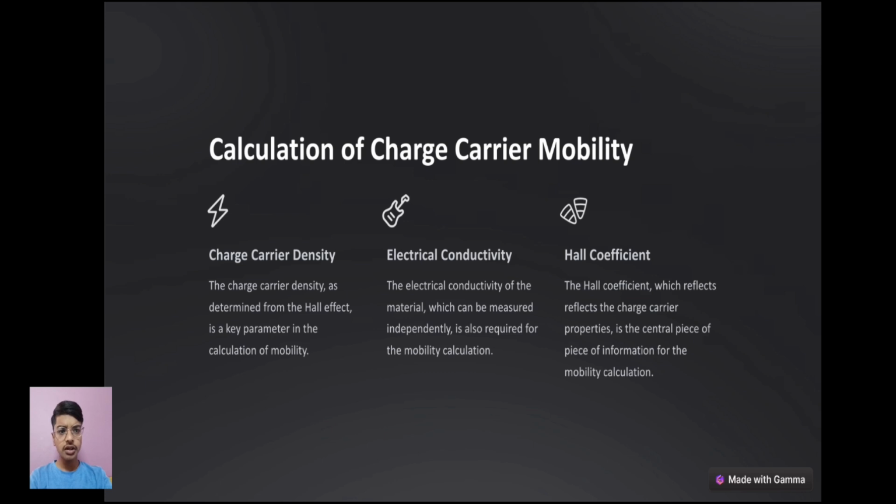Calculation of charge carrier mobility. First of all, charge carrier density. The charge carrier density, as determined from the Hall effect, is a key parameter in the calculation of mobility. Electrical conductivity. The electrical conductivity of the material, which can be measured independently, is also required for the mobility calculation. Hall coefficient. The Hall coefficient, which reflects the charge carrier properties, is the central piece of information for the mobility calculation.